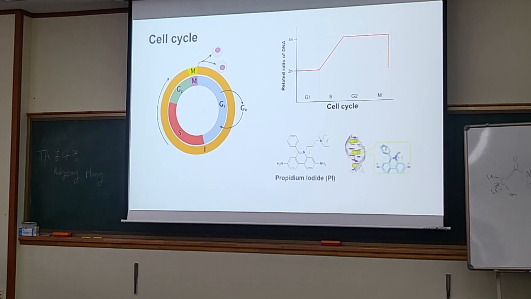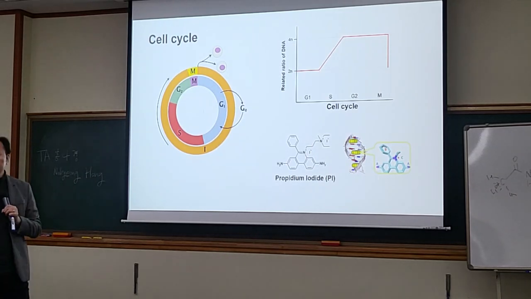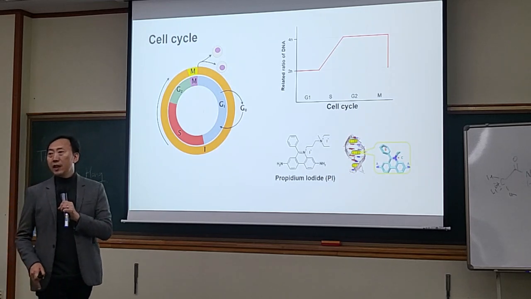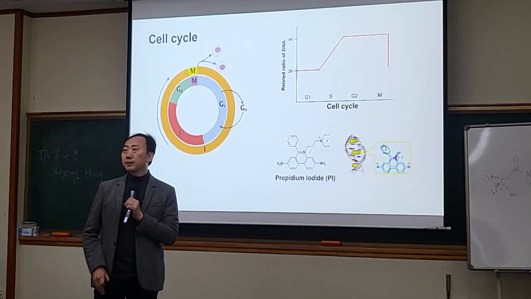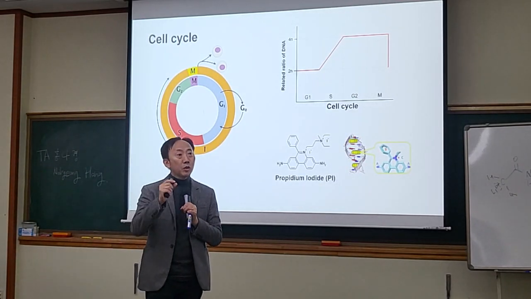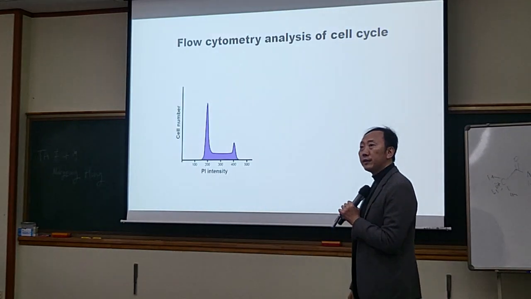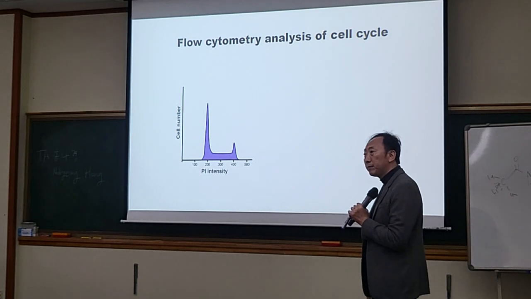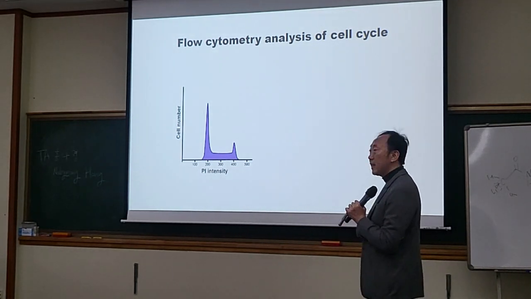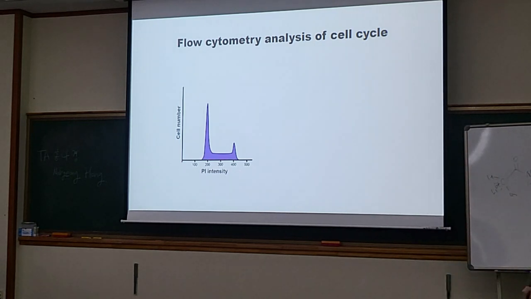If you add a DNA intercalating drug which has a fluorescence, by adding this drug to the cell, it binds to DNA and shows the DNA amount. And you can flow those cells through a tube and measure the amount of fluorescence one by one. Then you can measure the amount of DNA. Then the y-axis is the cell count. The x-axis is the DNA amount.